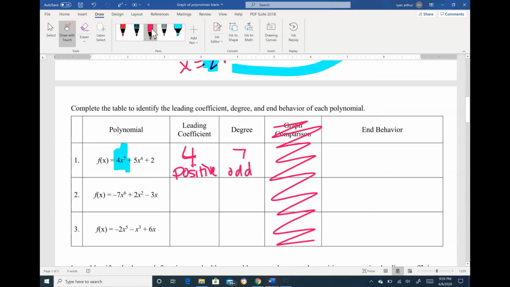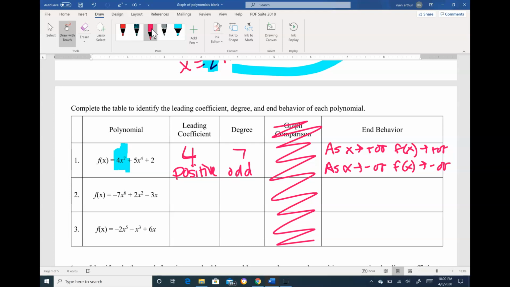We're going to say as x approaches positive infinity, f of x also approaches positive infinity. And I'm just copying exactly what's up there. And then as x approaches negative infinity, f of x approaches negative infinity. You always write your x's first, but it really doesn't matter which one you write. I could have put negative infinity up there first.